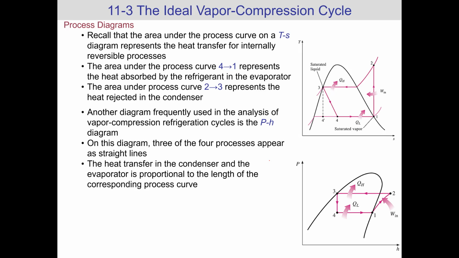Process diagrams. So recall that the area under the process curve in the TS diagram represents the heat transfer for internally reversible processes. So therefore, the area under the process curve for 4-1 represents the heat absorbed by the refrigerator in the evaporator. And the area under process curve 2-3 represents the heat rejected in the condenser. And another diagram pretty frequently used in analysis is PH diagrams, but we're not going to deal with that very much.